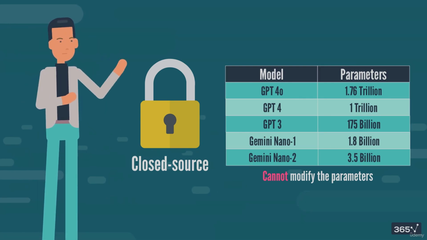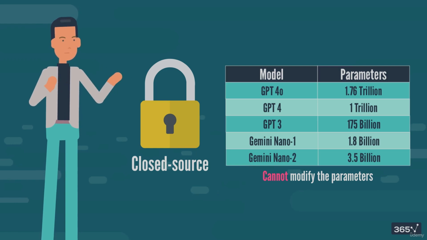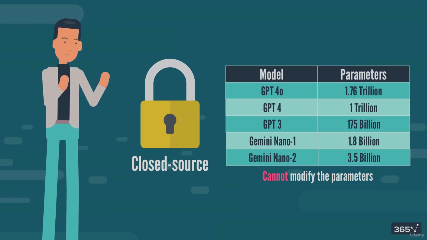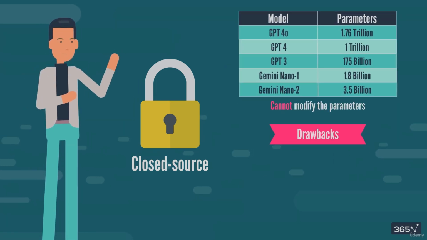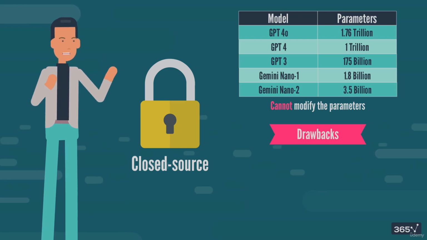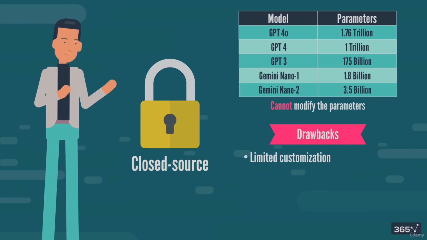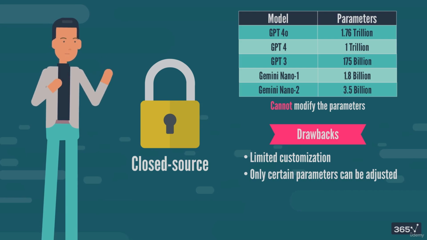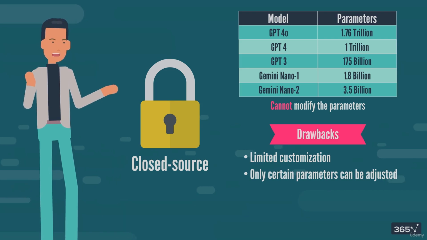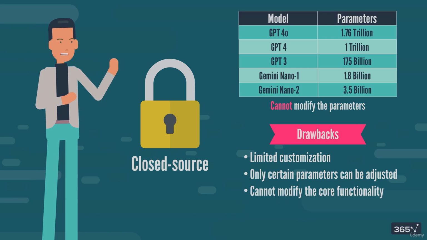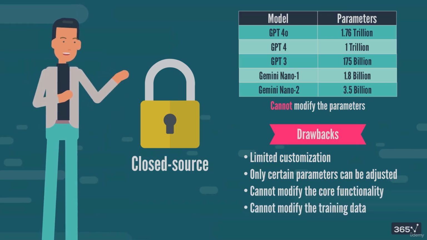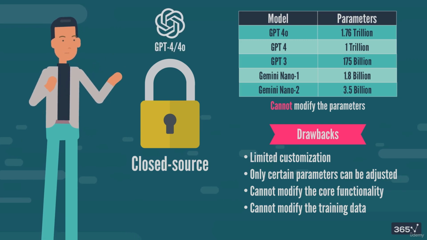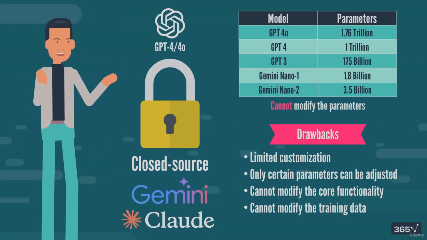And while the initial cost for these models via API can be higher due to subscription fees or usage-based pricing, the maintenance is significantly lower. But this convenience comes with a trade-off in terms of customization. Closed source models offer limited flexibility. Users can adjust only certain parameters or choose from predefined options, but not modify the algorithm's core functionality or training data. Some examples of closed source models include GPT-4 and 4o, Gemini, and Claude.